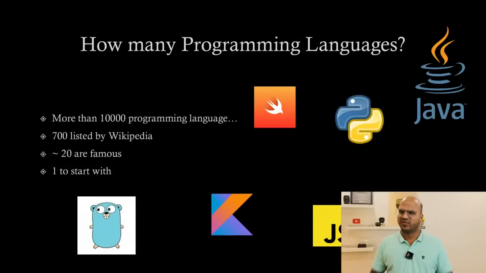Why do we have so many languages, and why are they creating new languages every time? For example, Go is a new language. Dart is a new language. Why do you need a new language when you have all these options? See, every language has some advantages and some drawbacks.